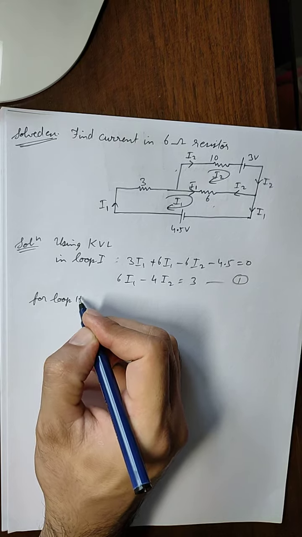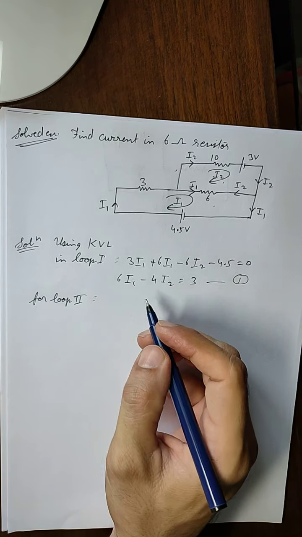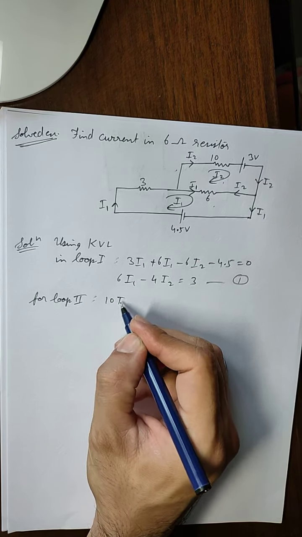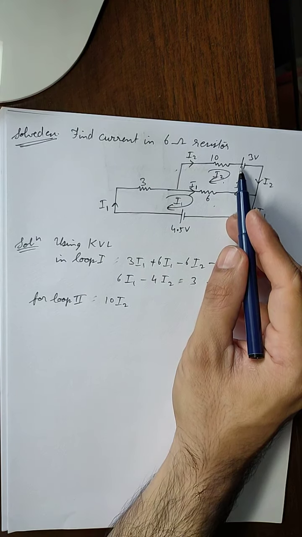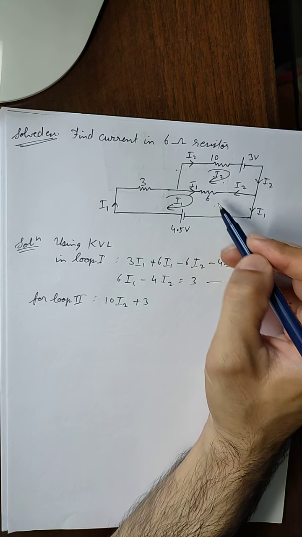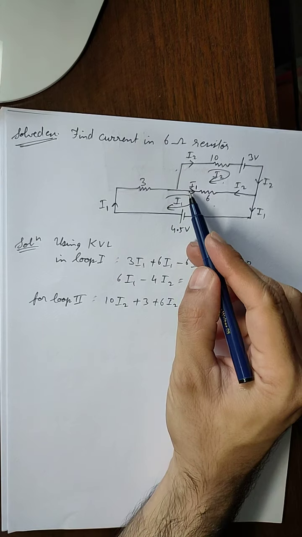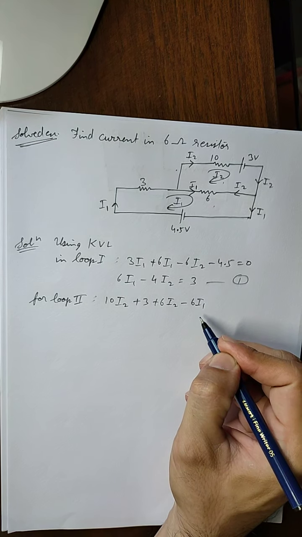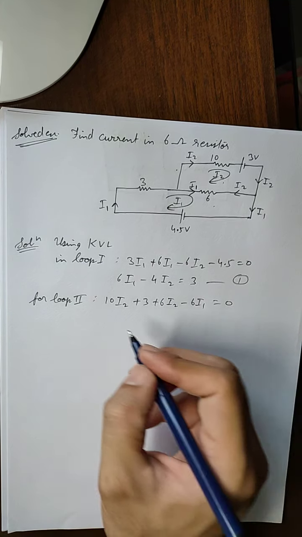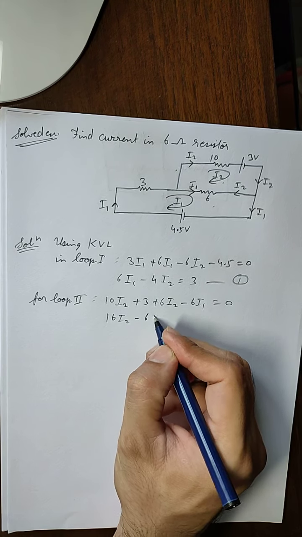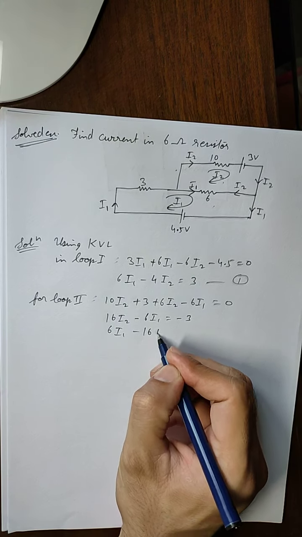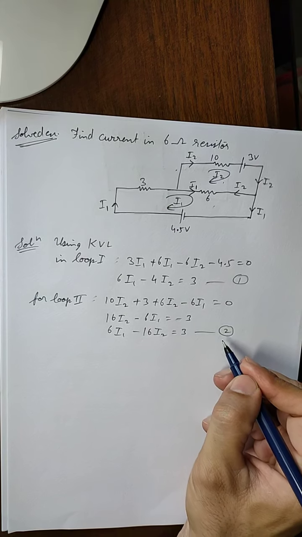Now for the second loop, for this loop, this current I2 is going in this direction, so its first potential difference will be 10I2. Then it is entering the positive terminal of the battery, so you'll write plus 3. Then here it will be plus 6I2, but I1 is coming in the opposite direction, so it will be minus 6I1, and there is no other battery, so it will be equal to 0. 16I2 minus 6I1 will be equal to minus 3, or we can write it as 6I1 minus 16I2 equals 3. So this will be your second equation.